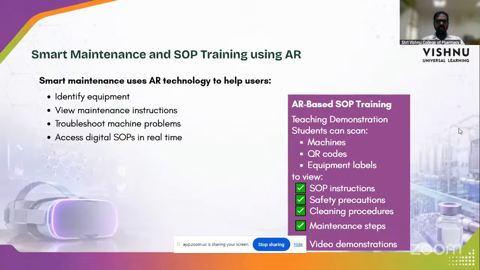So AR based SOP training, we can teach demonstrations for the students using the machines, when students scan the machines or QR codes or equipment labels. So simply if they scan the machine, they can get the SOPs, they can get the safety and precautions and all these things. And this is how industry is working in the 4.0 era. And this is what we can do exactly in the labs if we train our students on the tools that we have discussed.